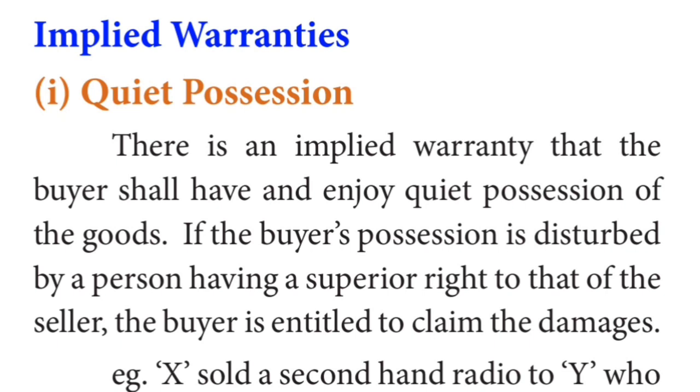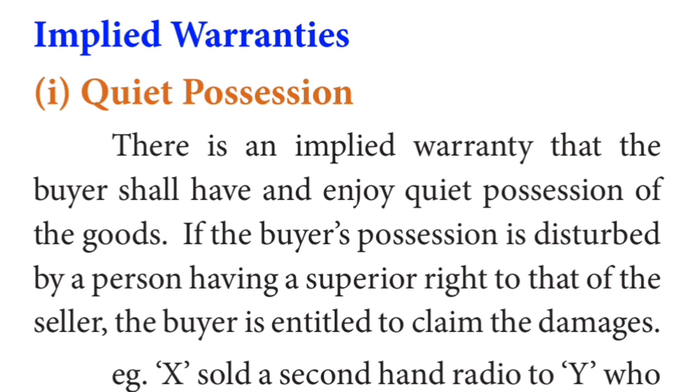Next, what we have is implied warranties. Warranty is only the secondary part of the contract. The contract will not get cancelled; that's what we learned about warranty. So when you get into a contract of sale, the first warranty already there in the contract is quiet possession.